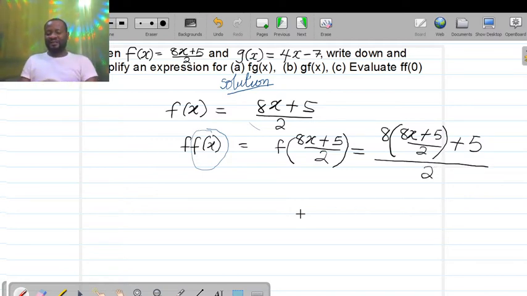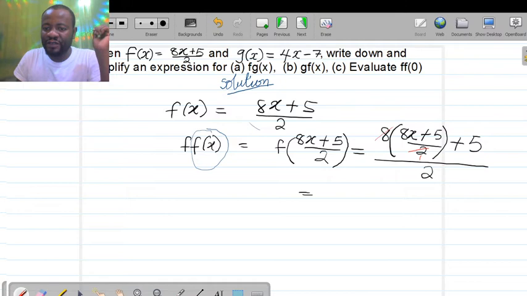I see how it is. Don't feel scared. We can solve it one after the other. Now what I'm going to do here, first of all, is divide this by 2. 2 divided by 2 is 1, and 2 divided into 8 is 4. So 4 times 8 is 32, 32x plus 4 times 5 is 20.